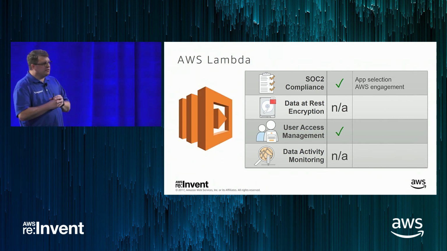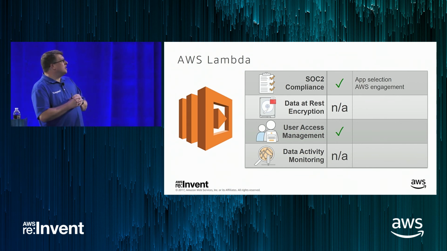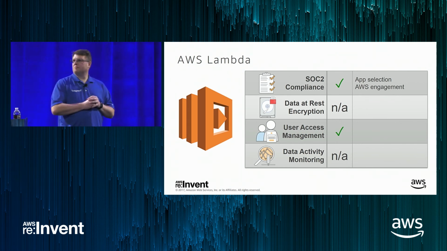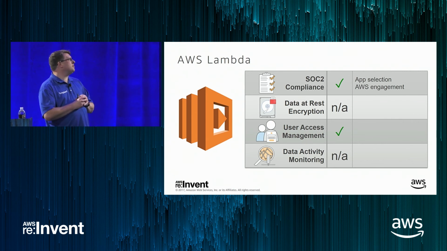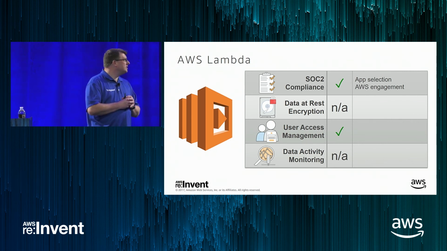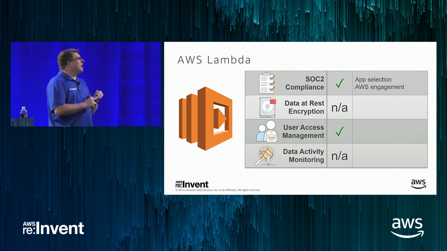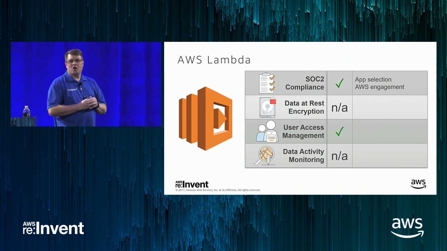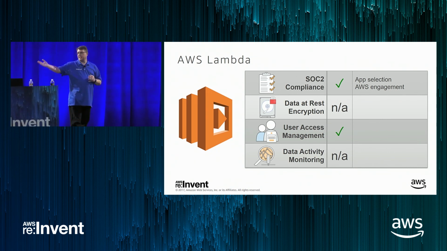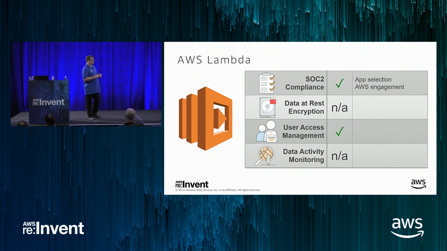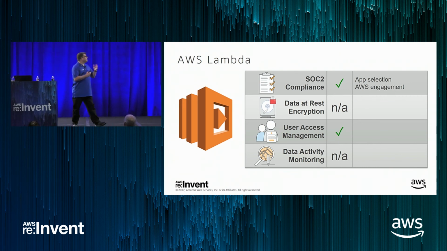For AWS Lambda, 2 or 3 weeks ago, was it? SOC 2 compliance was granted for AWS Lambda. Up to that point, we were very careful about our app selection, and also AWS engagement, constantly talking to the SA, saying, when are you going to be SOC 2 compliant for Lambda? Data at rest encryption is not really an issue. User access management, again, because it's integrated with AWS IAM, and data activity monitoring, not an issue for Lambda.